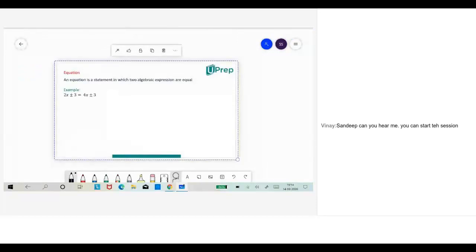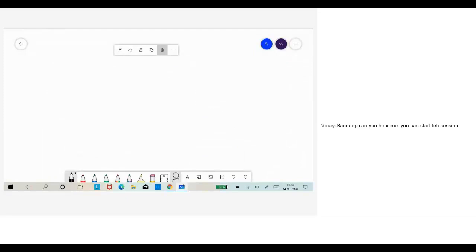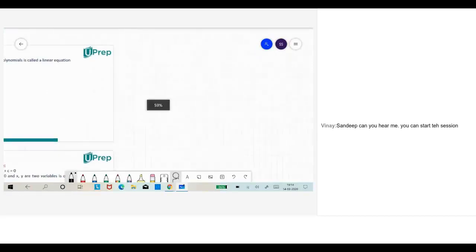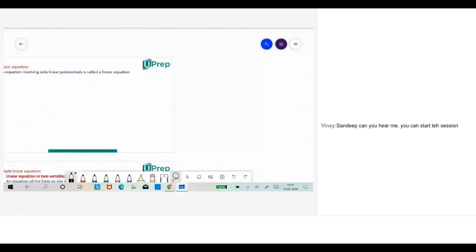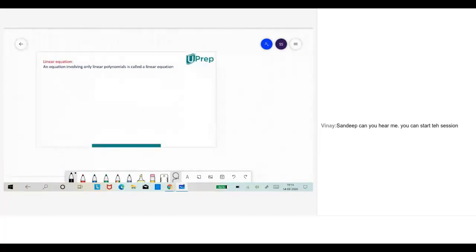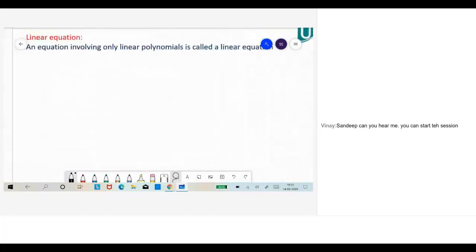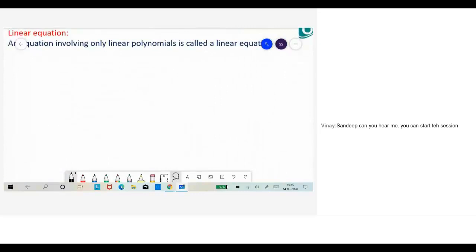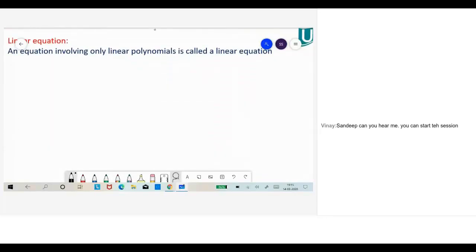So two things you need to understand here. It contains only one variable and it's a linear equation. Now what do you mean by a linear equation? The degree of the variable is 1. Here clearly the degree of the variable is 1. That's the reason why we call it a linear equation in one variable. Let me give you another example. Check this.